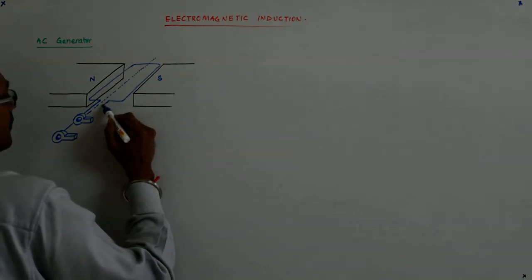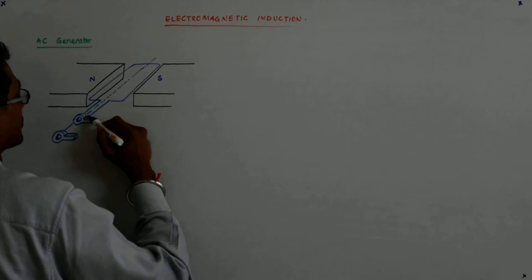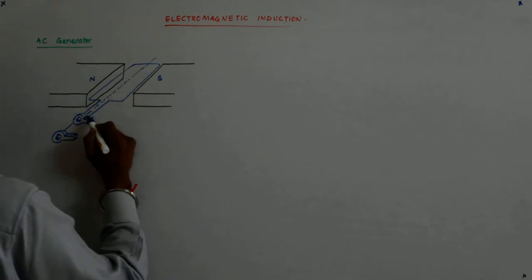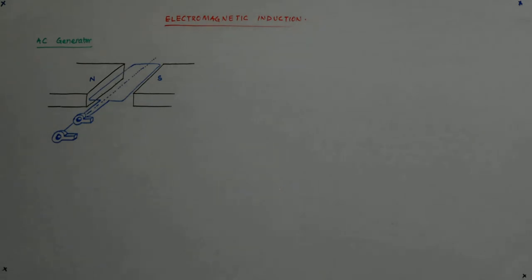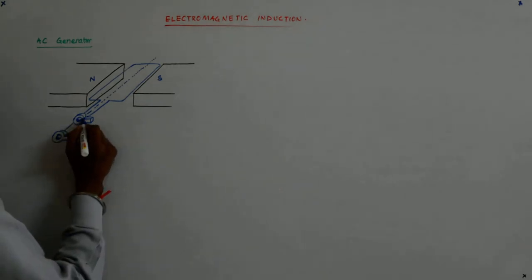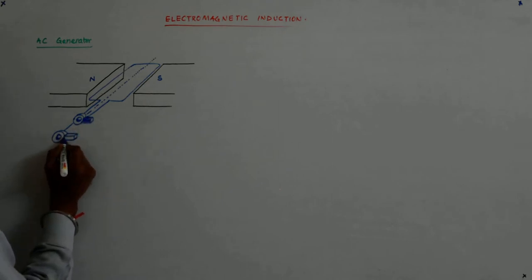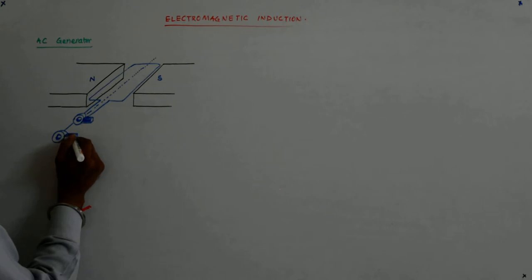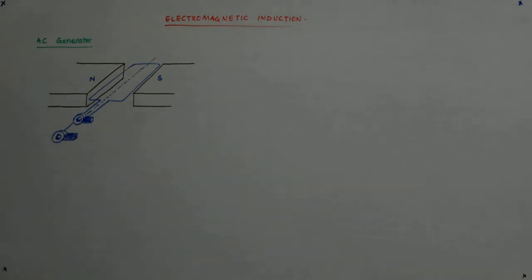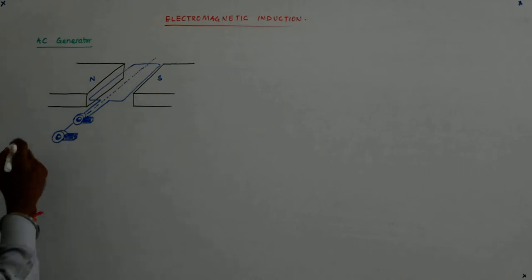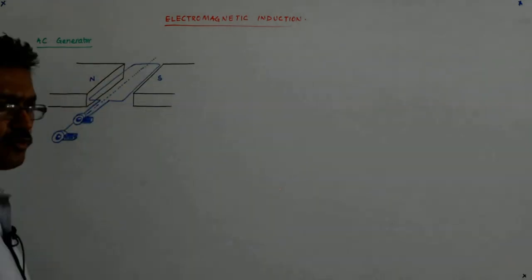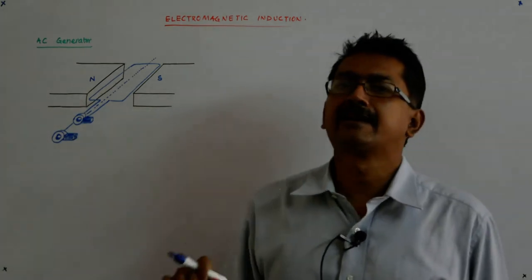So to this ring, right? Now this part, this is the shaded one, that is a carbon brush. So there is a North Pole, South Pole. We have shown one coil hanging in air.